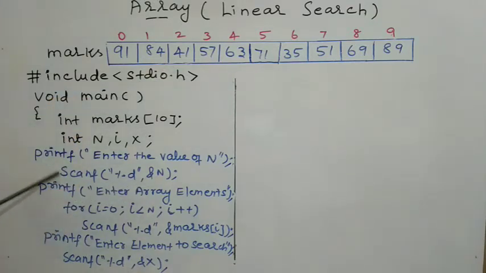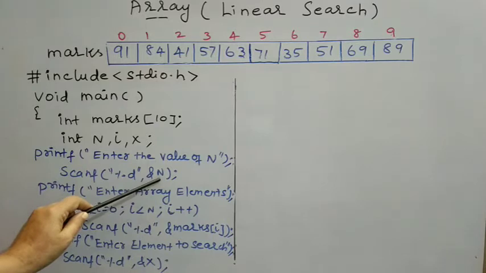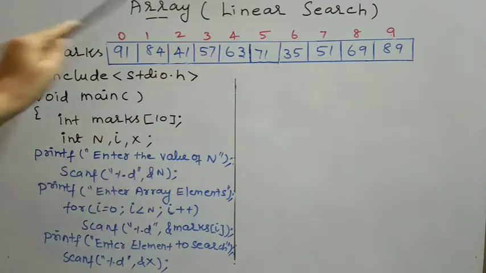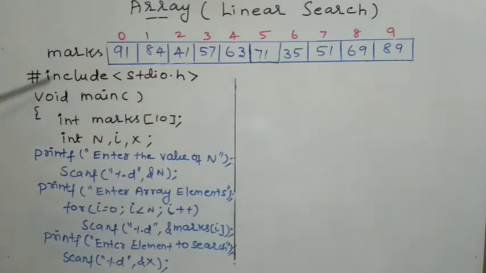Using this scanf statement, I am getting the value for n. Before that, I am prompting a message intimating the user whose value I am expecting. The message is "enter the value of n". After getting the number of elements in the array, the elements of the array need to be received from the user. So I am prompting the message "enter the array element".